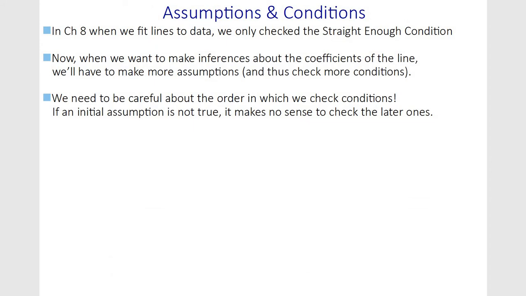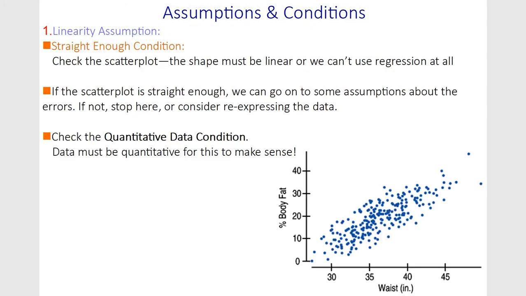As always, there are assumptions and conditions. In chapter 8, we checked the straight enough condition. Here, we're going to make more assumptions because we want to make inferences about the coefficients. So we've got more things going on. Be careful, go in order, because if the first thing in the list isn't true, then it doesn't make sense to keep going. The first one is, of course, the straight enough condition. We check that with the scatter plot. If it's not straight enough, then you consider re-expressing the data; we've done that before. Also make sure of the quantitative data condition: because we're doing linear regression, both variables must be quantitative.